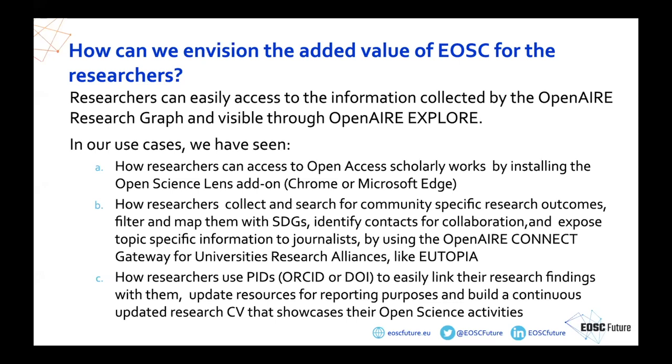They can collect and search for community-specific research outcomes by filtering and mapping with the Sustainable Development Goals, identifying contacts for collaboration and exposing topic-specific information by using other facilities from OpenAIRE, like the OpenAIRE Connect Gateway, like the example we had from UTOPIA, the University Research Alliance. And the use of persistent identifiers, the ORCID iD or DOI, to easily link the research findings and update resources for reporting purposes and build continuously updated research CVs that showcase their open science activities. This was the main take-home message.